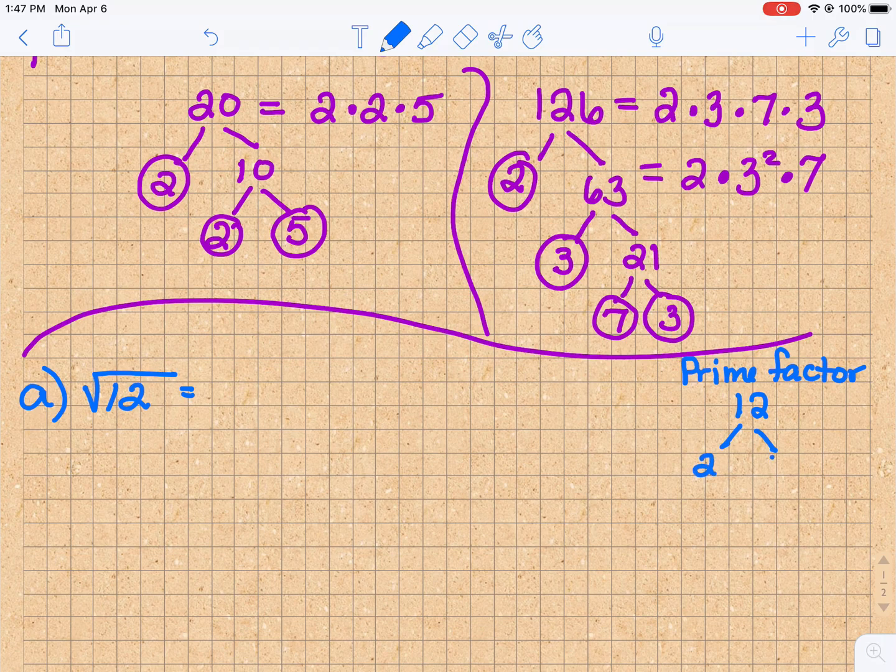So 2 times 6, well, there's my 2, that's prime. And then 6 is 2 and 3, there's my 2 prime numbers. Okay, so you might be able to do that in your head, or you might need to write it down, it doesn't matter. So what we have here is the square root of 2 times the square root of 2 times the square root of 3. Now, in order for them to escape, they have to find themselves a partner that looks exactly like them. So 2 and 2 are pairs.